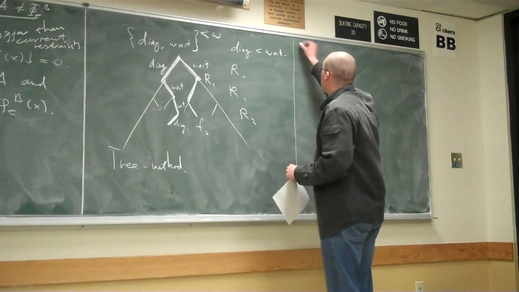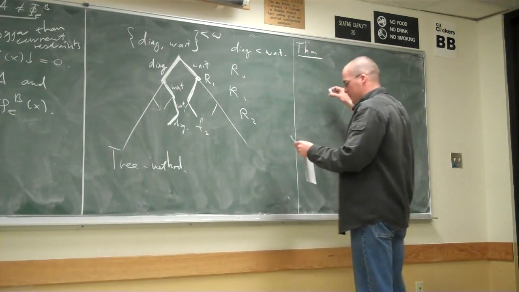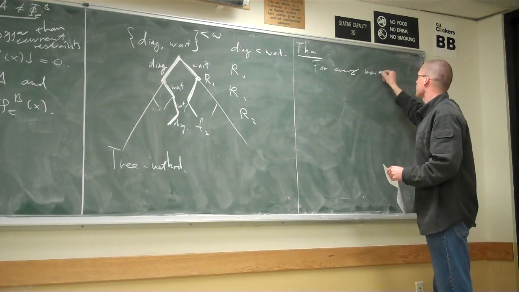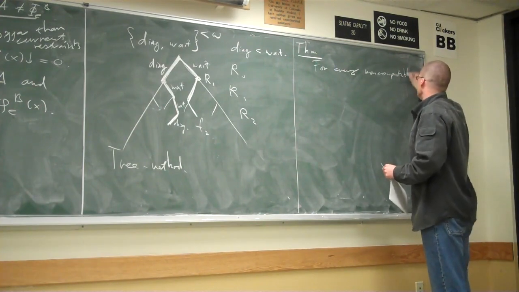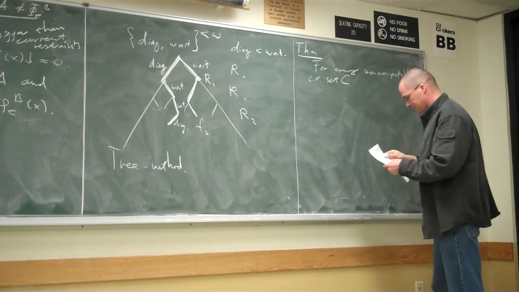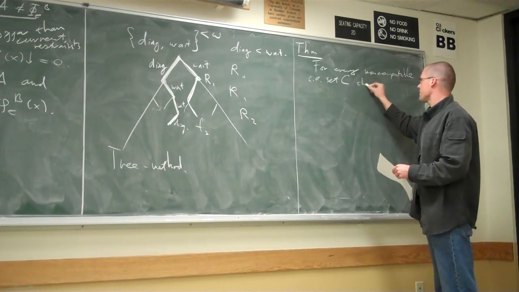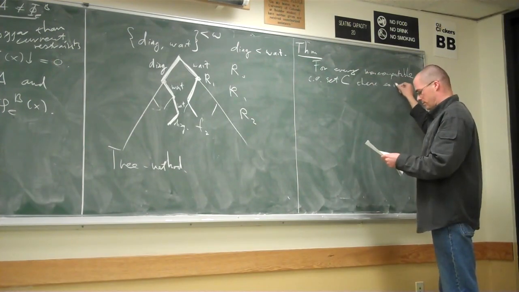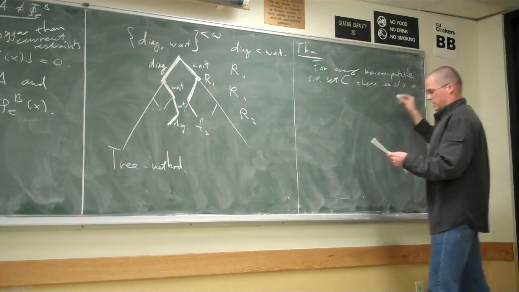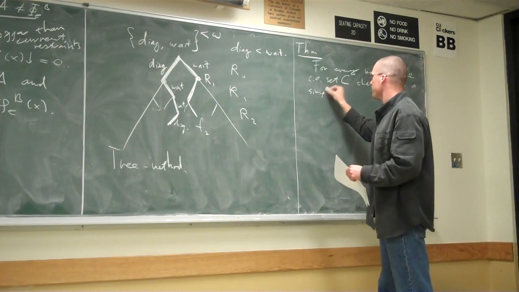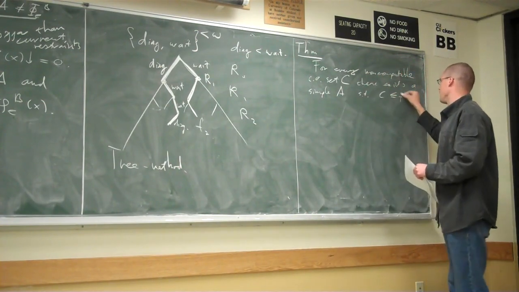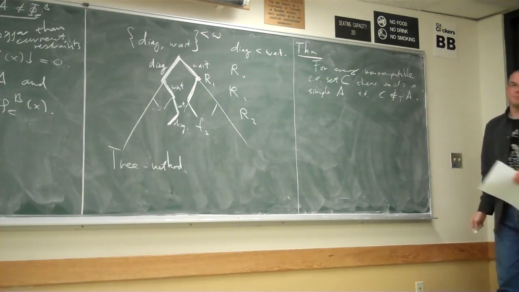Next construction. For every non-computable CE set C, there exists a simple set A such that C is not below A.